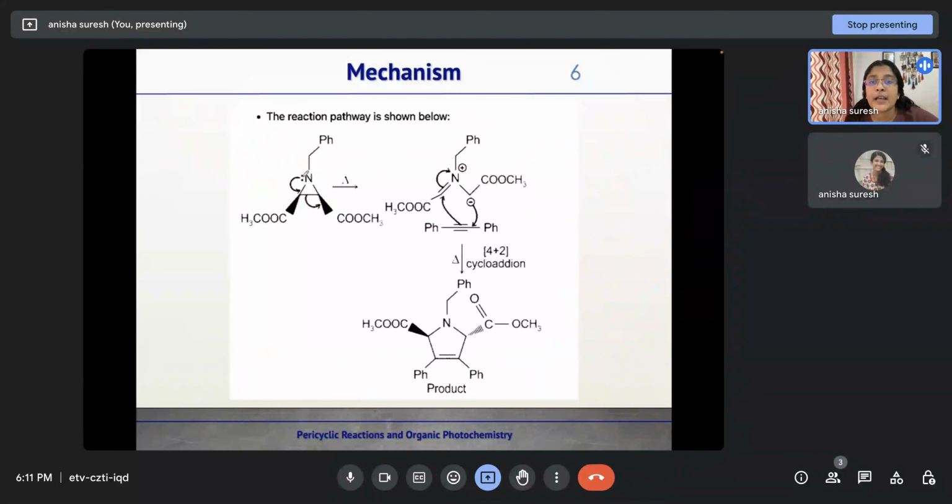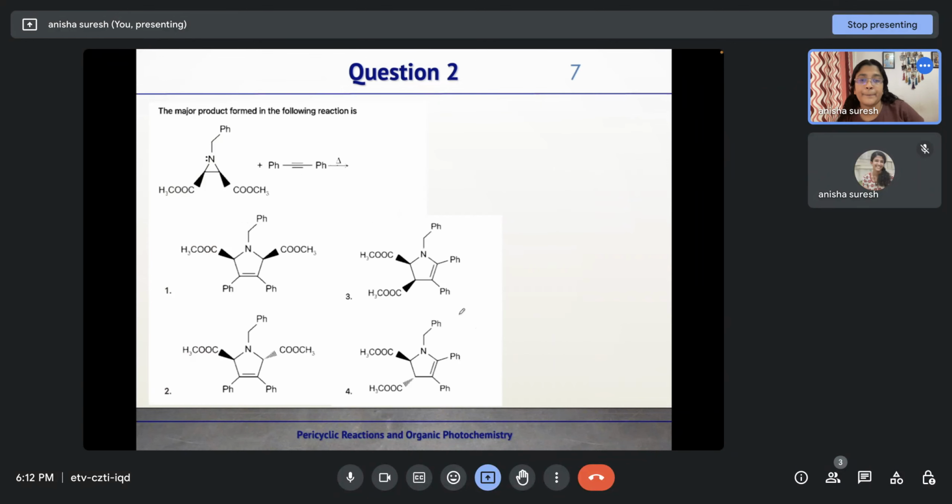You can see like this. Ring opening will be taking place under thermal condition to give this 1,3 dipole. So this 1,3 dipole will undergo a 4 plus 2 cycloaddition based on the number of electrons. And since one of the CO2Me is inside and the other is outside, we will get the CO2Me in trans fashion. So the right option will be option 2. I hope this is clear.